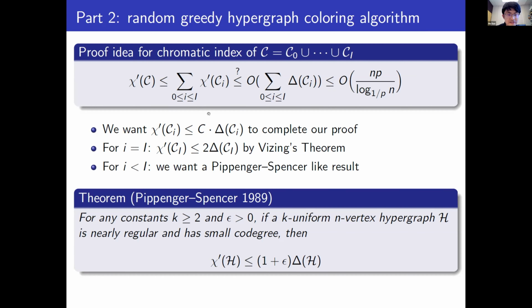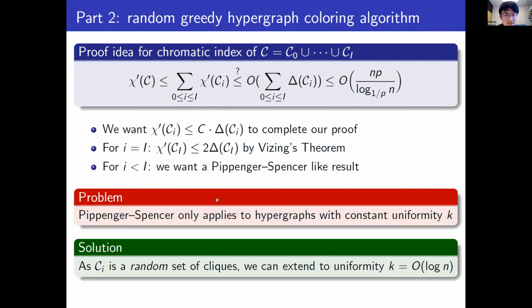But the difficulty here is that we cannot use the Pippenger-Spencer result, because they require the uniformity of the hypergraph to be a constant k. But the cliques we include into each collection can have size as large as log n. So the uniformity of the hypergraph can be as large as log n. So we cannot use the Pippenger-Spencer result. And that is a difficulty. And we overcome this difficulty because for each collection of cliques, there are some random sets of cliques.